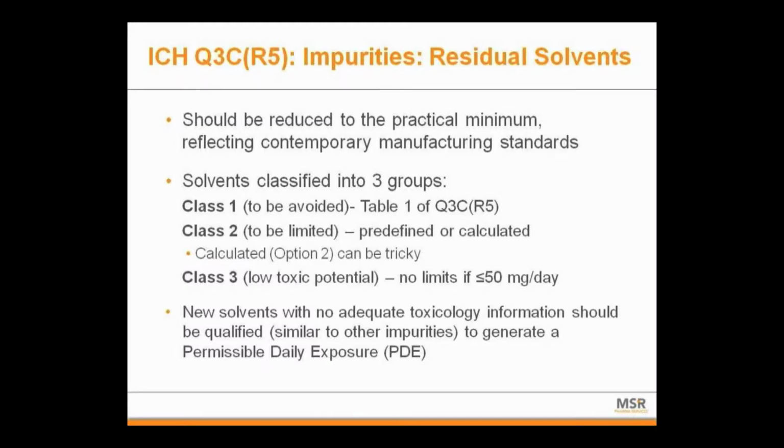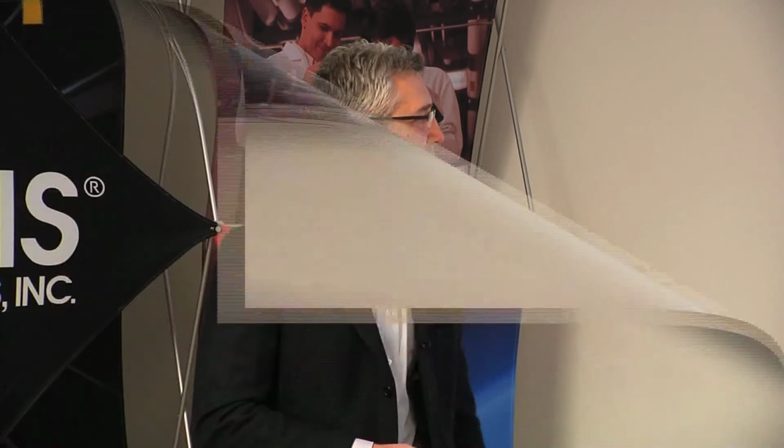I'm not going to talk residual solvents. Very good, the R5. It was mentioned about option 2, and with option 2, it's ridiculous how high you can get a qualification. But I think the agencies understand that, and so I really want to go back to the statement. They really need to reduce these to a practical minimum and reflect contemporary manufacturing standards. And I think they look at that. And the agency knows option 2 is, yes. So it's just something to be cognizant of. But they do a very nice job on the limits.